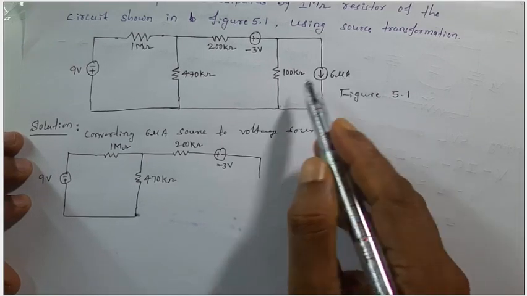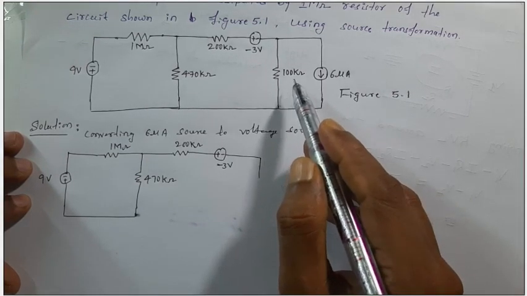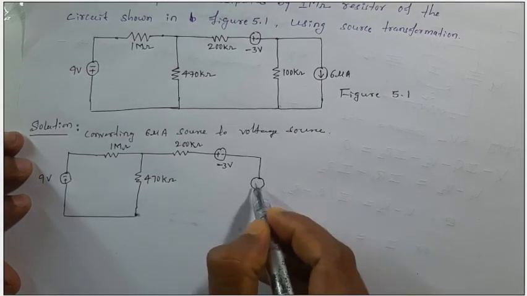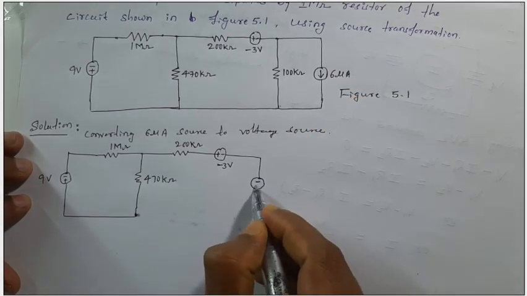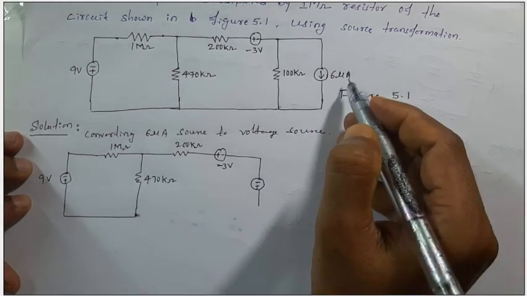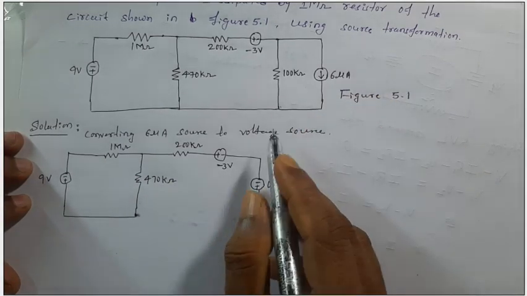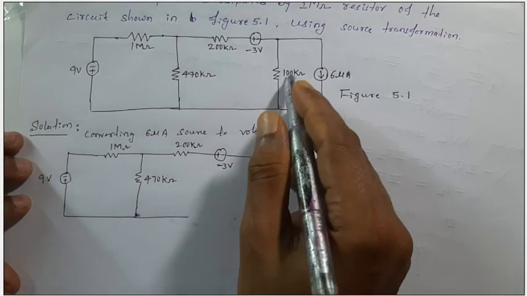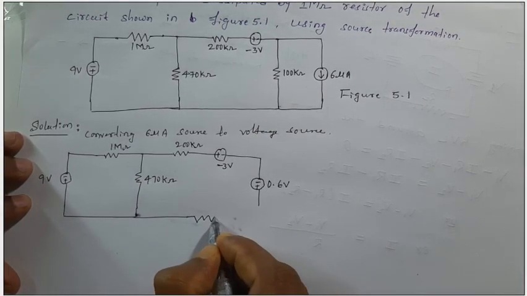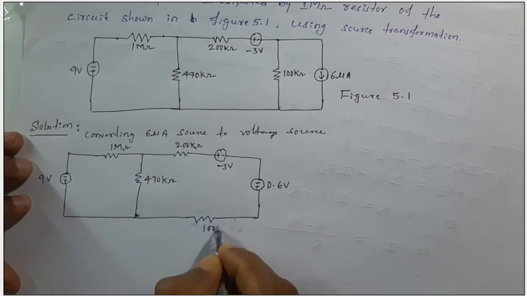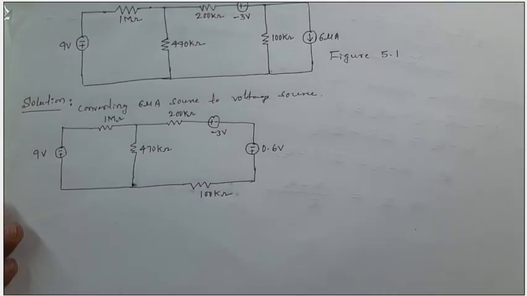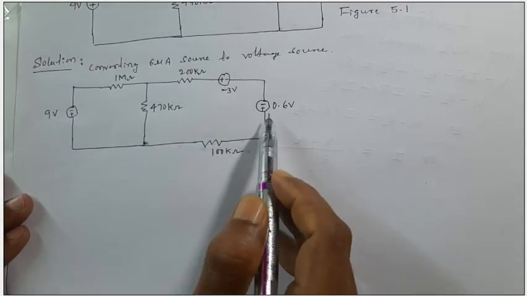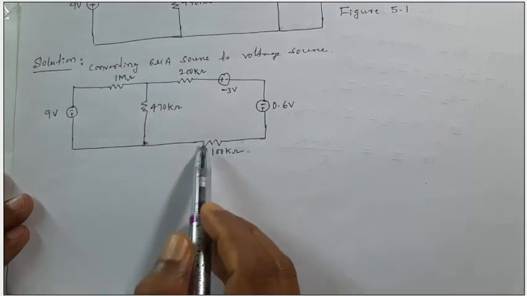this 100 kilo ohm which is in parallel, now we will get in series. Before that I will draw the voltage source, because the arrow mark is downward, this is minus, this is plus, and it is 6 microampere into 100 kilo ohm, which is 0.6 volts, and this 100 kilo ohm resistor is in series with the voltage source. This is 100 kilo ohm. Now here, dear student, there are two voltage sources which are in series and two resistors which are in series.